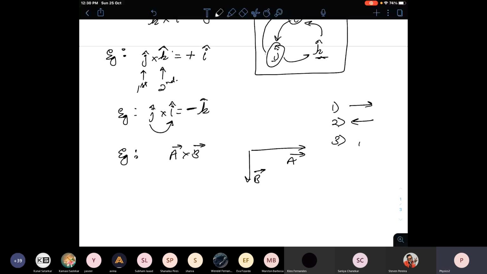3, 4, 5, and 6. Okay, again we have 6 options and you have been given A and B like this. Okay, what should be the answer for A cross B? What should be the option out of these 6? Okay, try to use this I cap, J cap, and K cap.